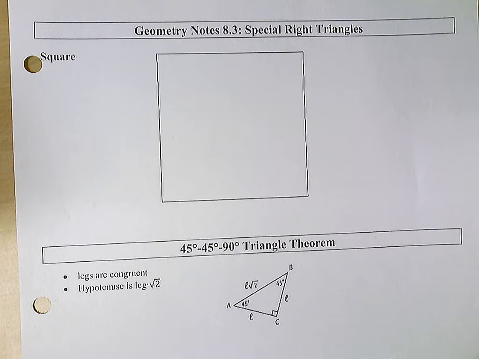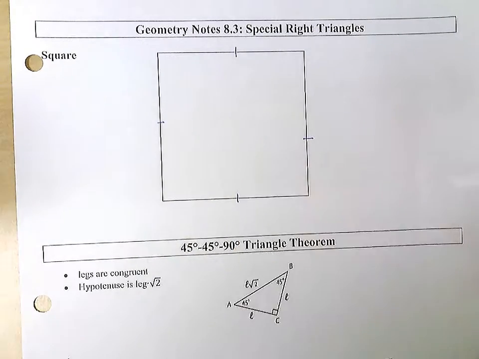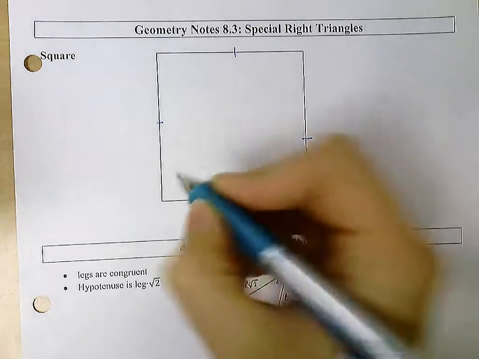So to start off here, we're going to derive our rules to use for special right triangles. So I have this square. What do you know about a square? Go ahead, John. There's 4 equal sides, right? What about the angles? They're all 90 degrees.